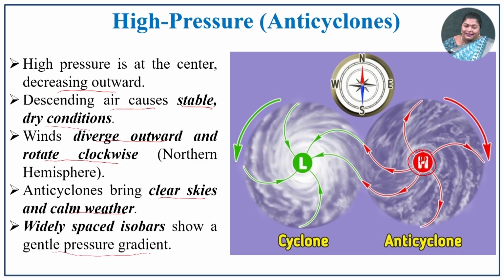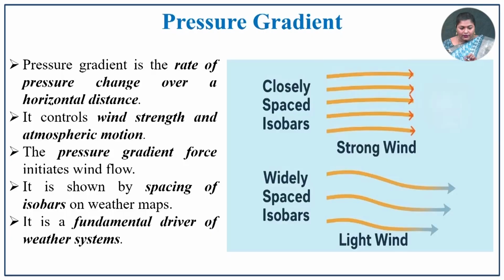It will have widely spaced isobars, which show gentle pressure gradients. Because of the wideness, there is a gentle pressure. If it is very closely packed, there will be an adverse climatic condition, that is the pressure gradient. What is meant by pressure gradient?